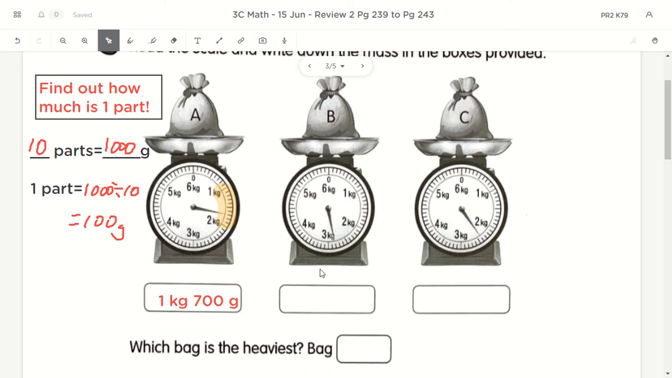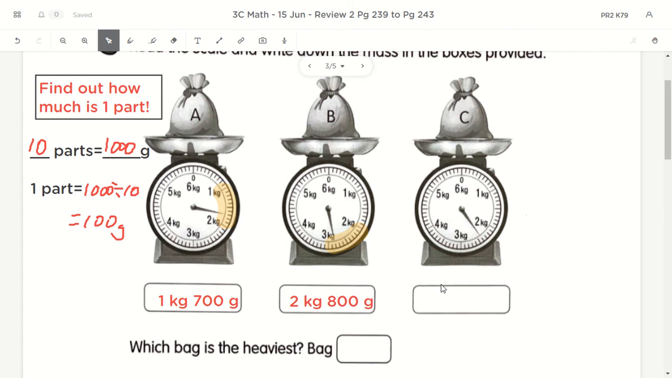Okay, so for the next one, same thing. I know that bag B is between 2 to 3 kg. So straight away I can write 2 kg plus. Okay, later now I start to count. So I know each marking is additional of 100 grams. So 2 kg 100 grams, 2 kg 200 grams, so on. Here will be 2 kg 500 grams, 2 kg 600, 2 kg 700, 2 kg 800 grams. So 800 grams.